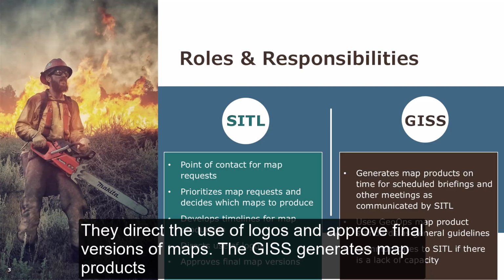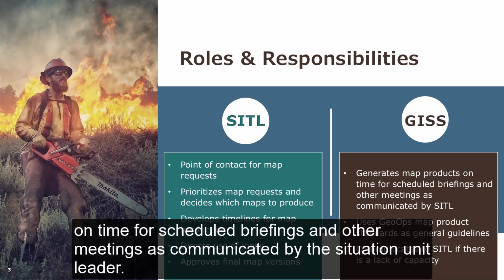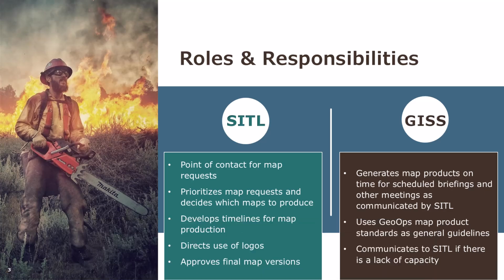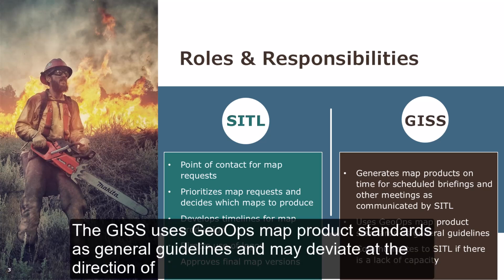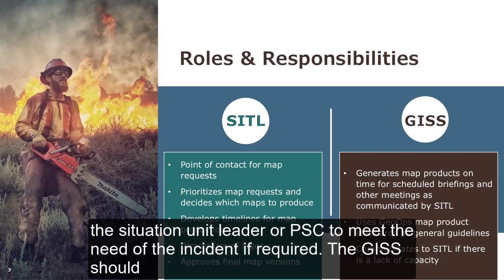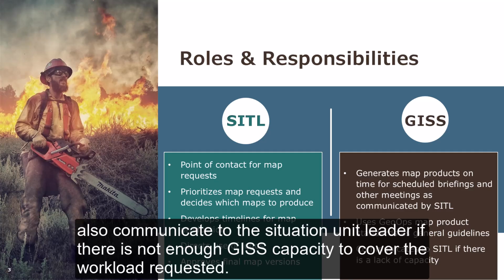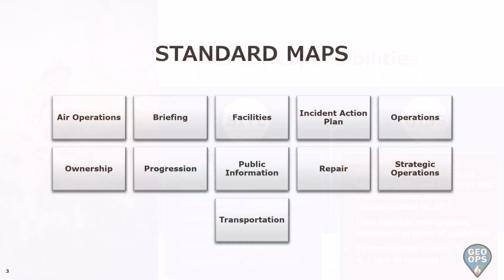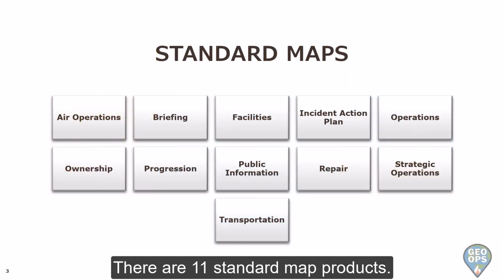The GISS generates map products on time for scheduled briefings and other meetings as communicated by the Situation Unit Leader. The GISS uses GeoOps map product standards as general guidelines and may deviate at the direction of the Situation Unit Leader, or PSC, to meet the need of the incident if required. The GISS should also communicate to the Situation Unit Leader if there is not enough GISS capacity to cover the workload requested. There are 11 standard map products.